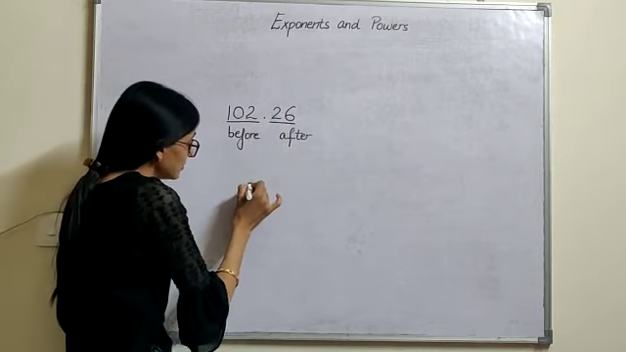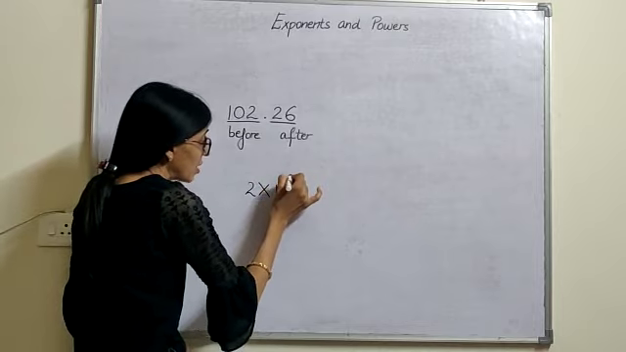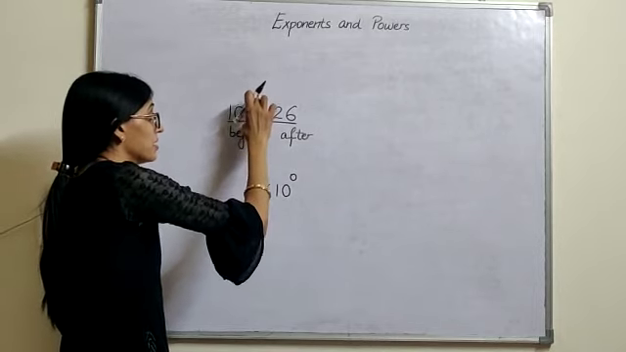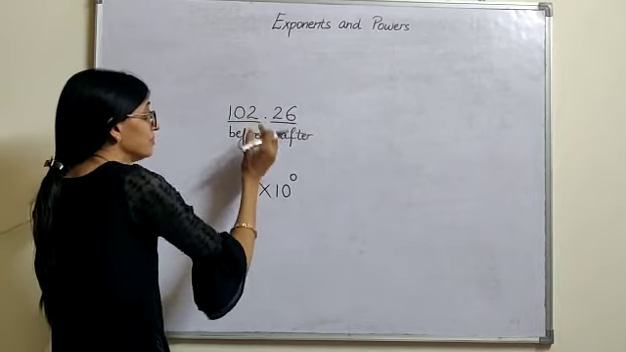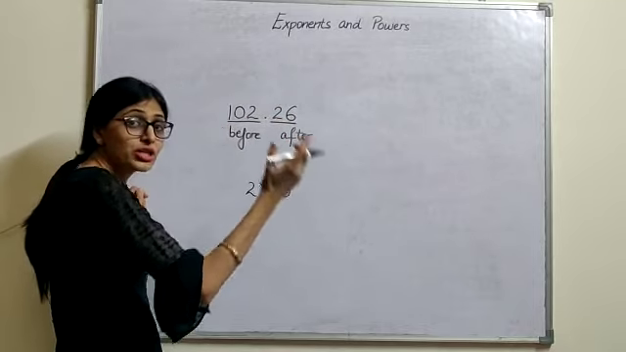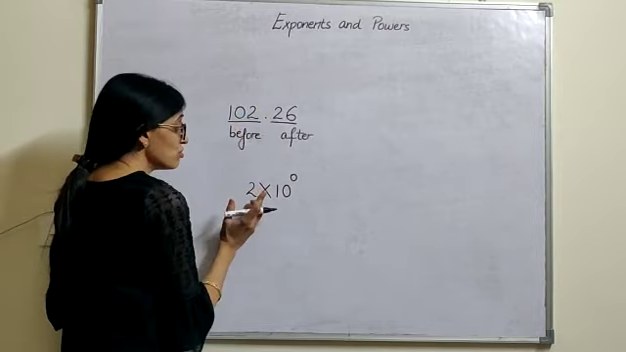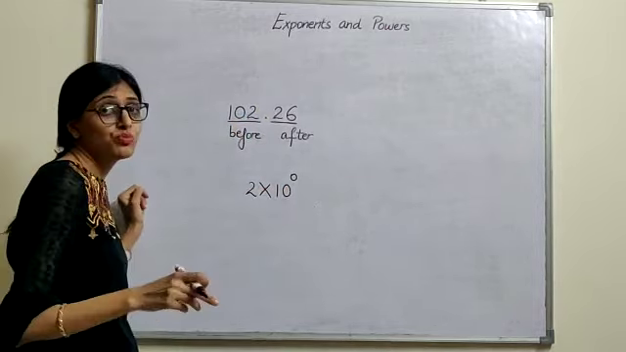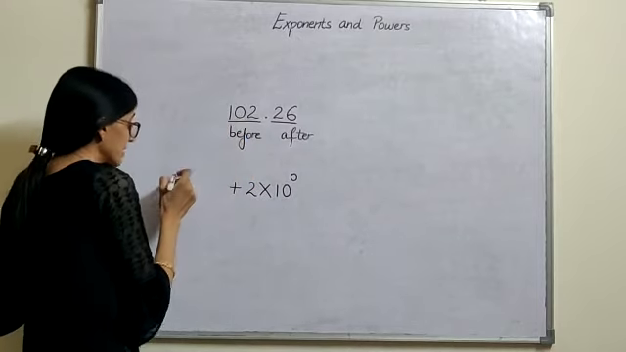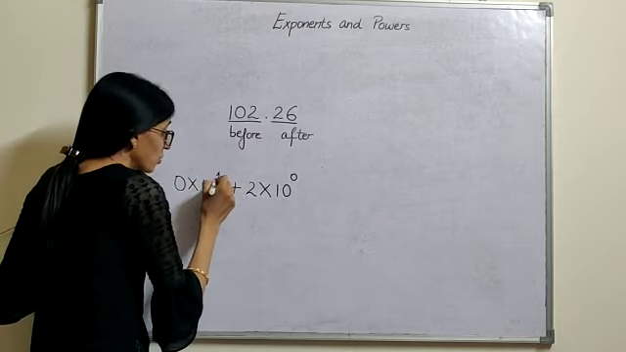Here it is 2. So multiply 2 with 10 raised to power 0. Before, here we have to start from this right hand side when we are taking before the decimal. Start from right hand side. Right hand side is 2. Start from 10 raised to power 0 plus. Next number is 0 into 10 raised to power 1.